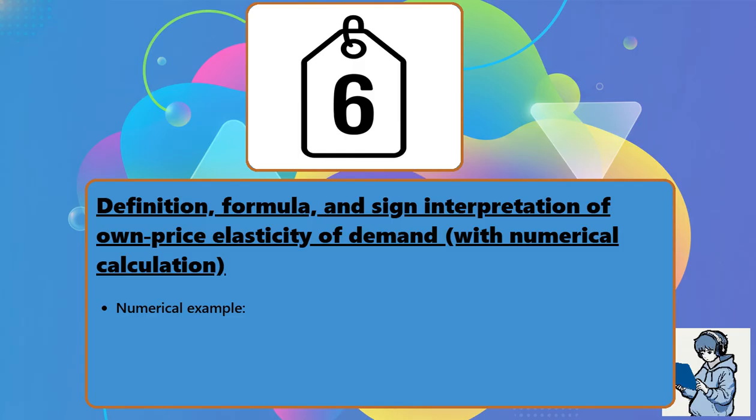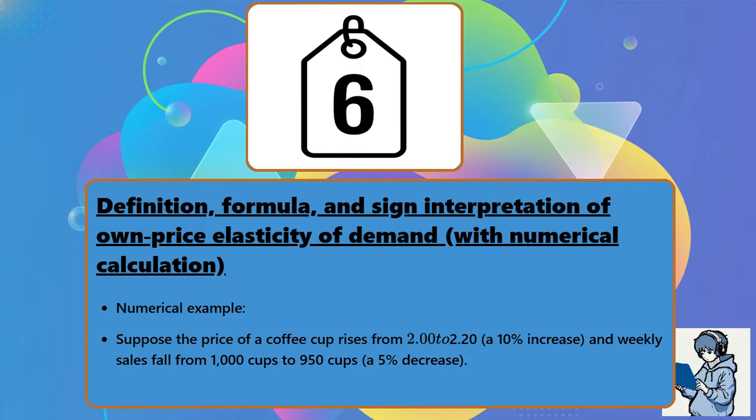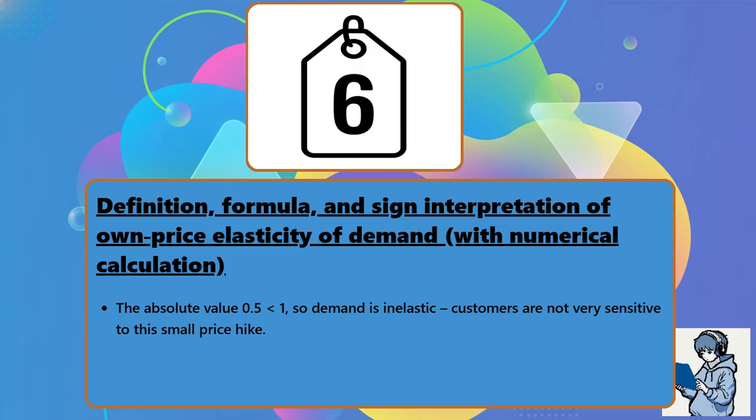Numerical example. Suppose the price of a coffee cup rises from $2 to $2.20, a 10% increase, and weekly sales fall from 1,000 cups to 950 cups, a 5% decrease. E sub P equals negative 5% divided by plus 10% equals negative 0.5. The absolute value 0.5 is less than 1, so demand is inelastic. Customers are not very sensitive to this small price hike.